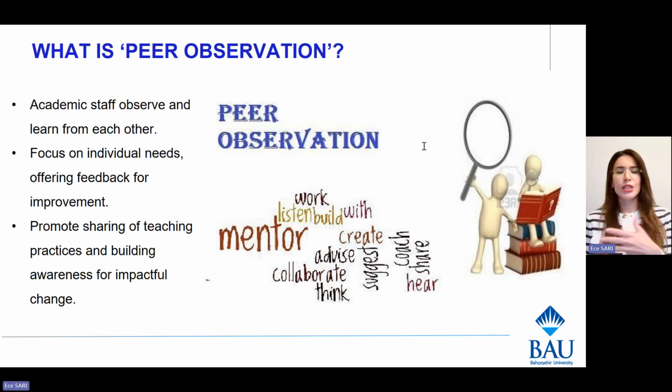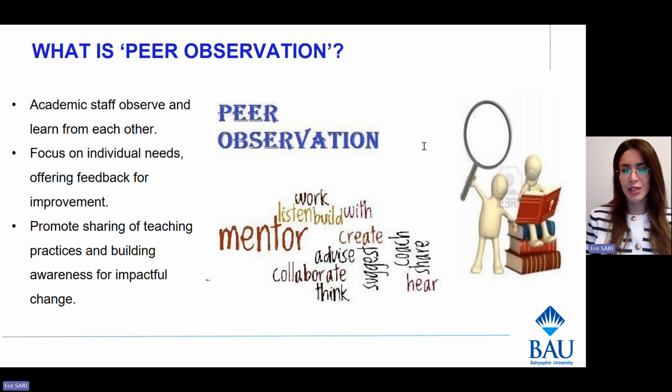We share our teaching ideas so we all learn together. This helps us understand how our teaching affects students and other teachers. By doing this, we make positive changes in how we teach. So peer observation is like a team effort where we all become better teachers together, making our teaching connections stronger.